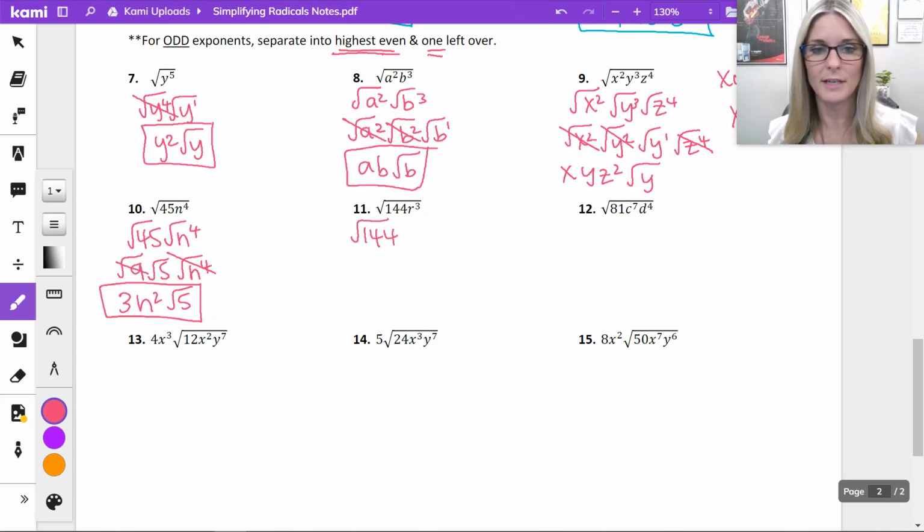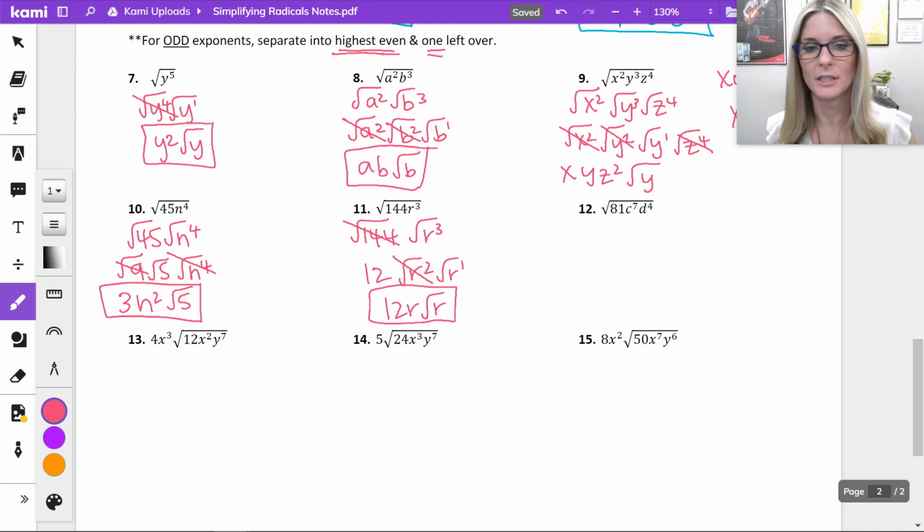Going to separate our numerical and variable piece here. The square root of 144 is a perfect square. I love it. It is 12. R to the 3rd is odd. So let's separate it into an r squared and we'll have 1 left over. The square root of r squared will come out as a single r and we're leaving 1 r inside. 12r radical r, or again, you can read it as 12r square root of r.